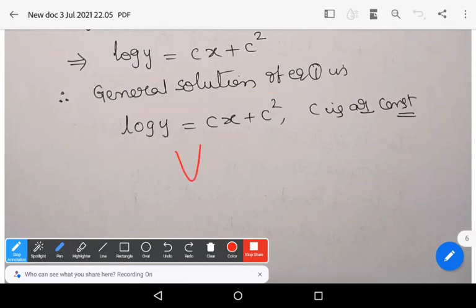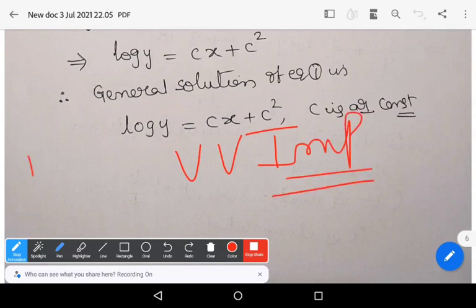Again, this problem is very, very important problem for your end semester examination, especially for second section, means for 10 mark section. Wish you all the best.